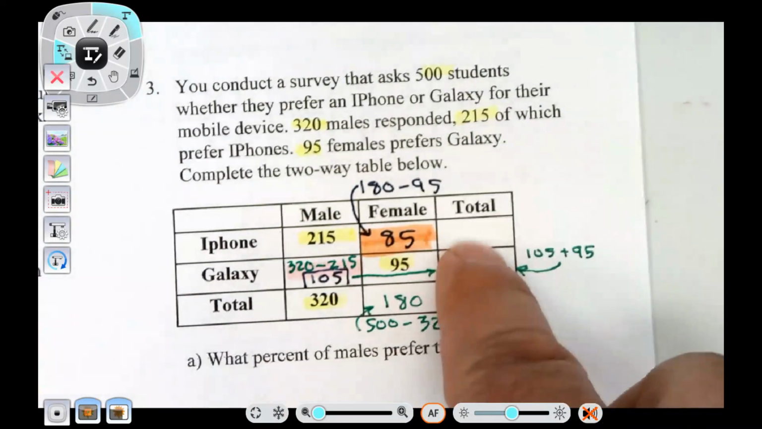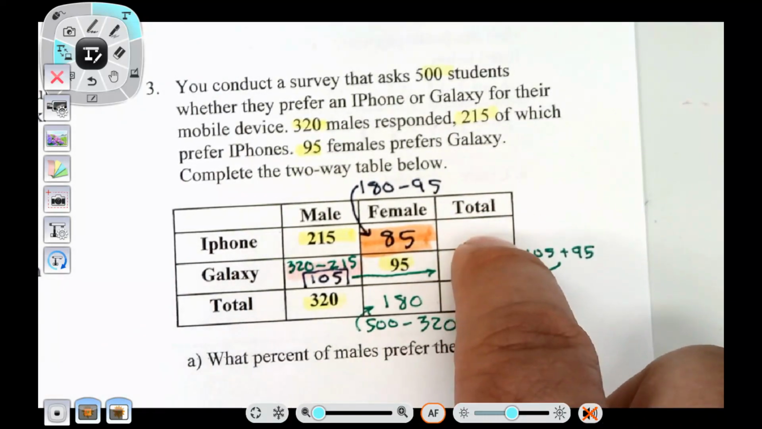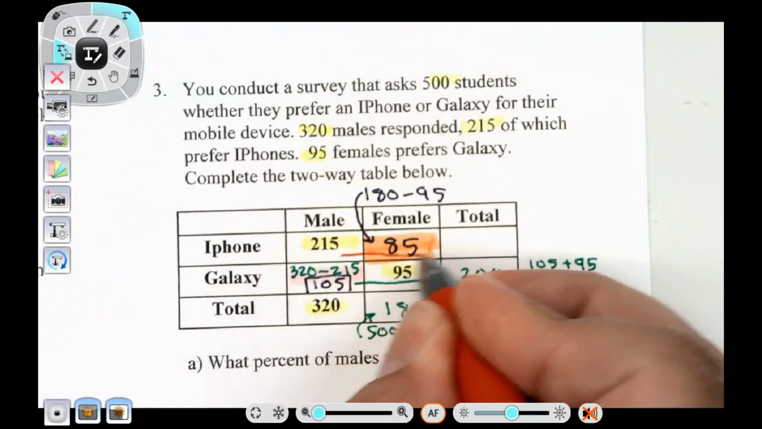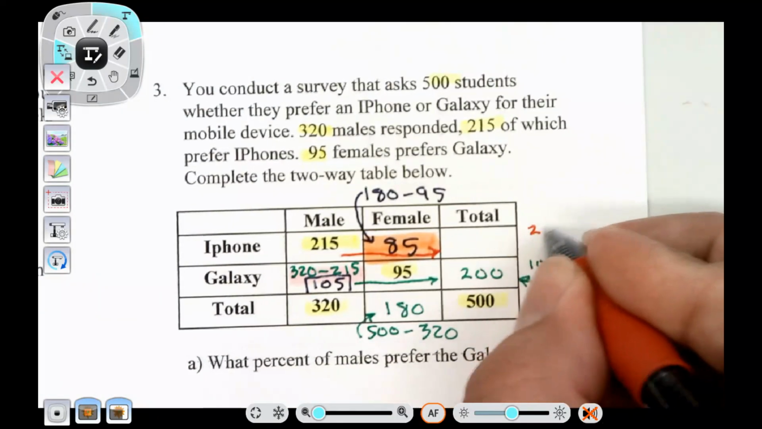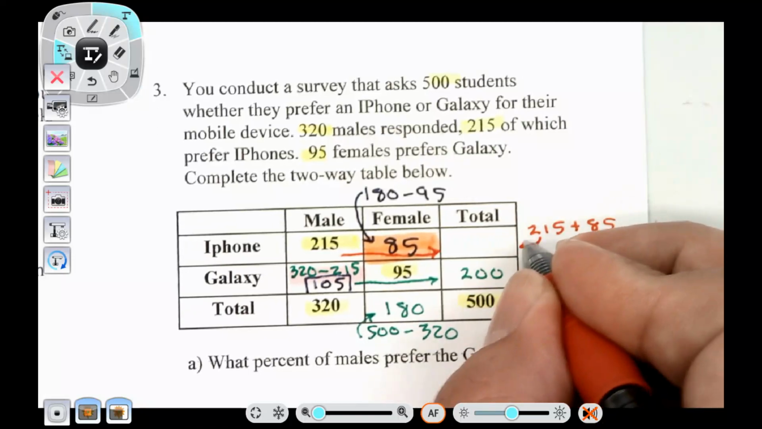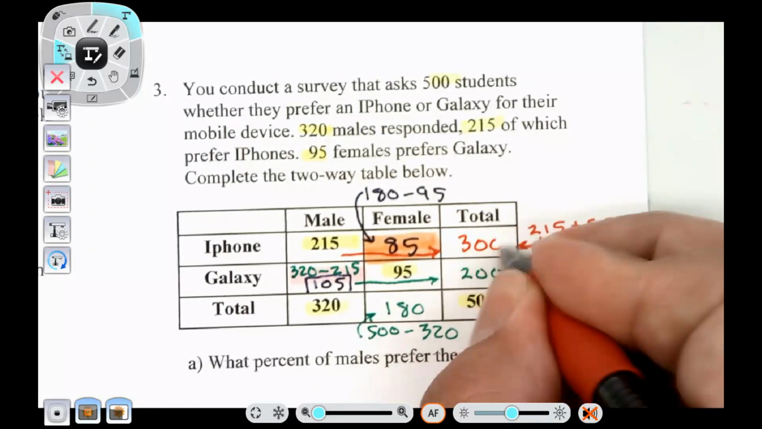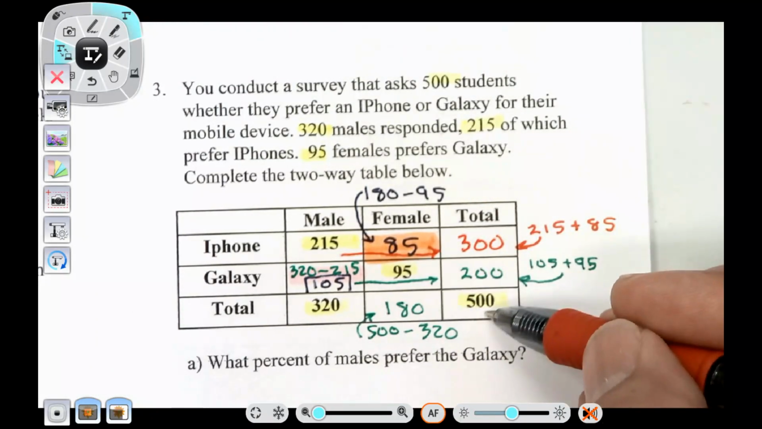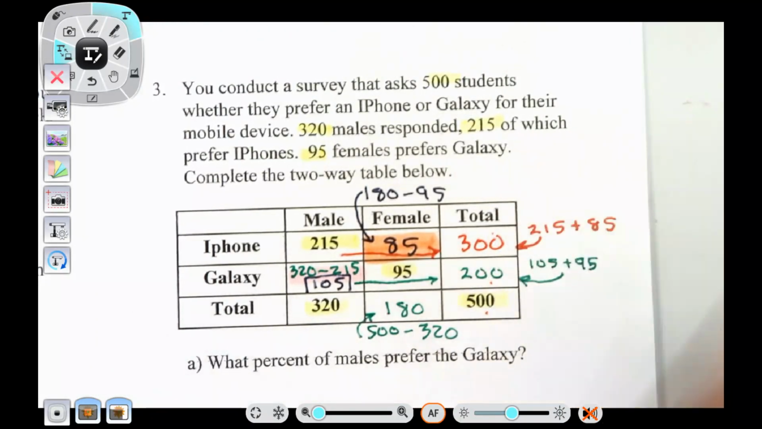And finally, we needed one last total. Well, total means you have to add. So then all I have to do is just add straight across, and 215 plus the 85 is going to give me 300, which, by the way, I also knew it was 300 because I could have subtracted 500 minus 200 to get the same 300. So again, this is all based on just adding and subtracting.